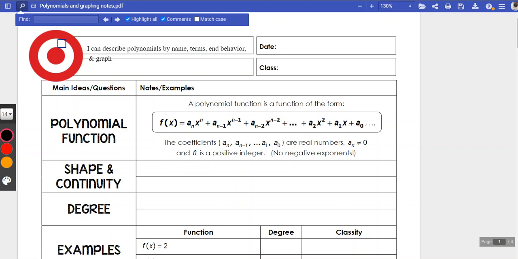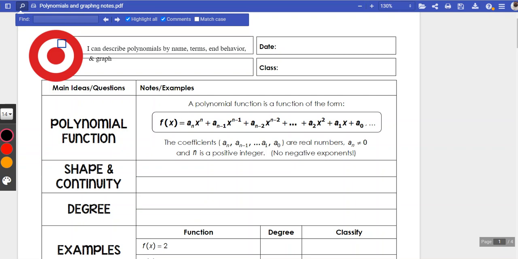Today, I want to talk about polynomial functions. And your learning target today is I can describe a polynomial by names, terms, and behavior in graphs. So there's quite a bit to do. And basically, a polynomial function starts with the highest power all the way down to the lowest power. That's what all that business is right there.